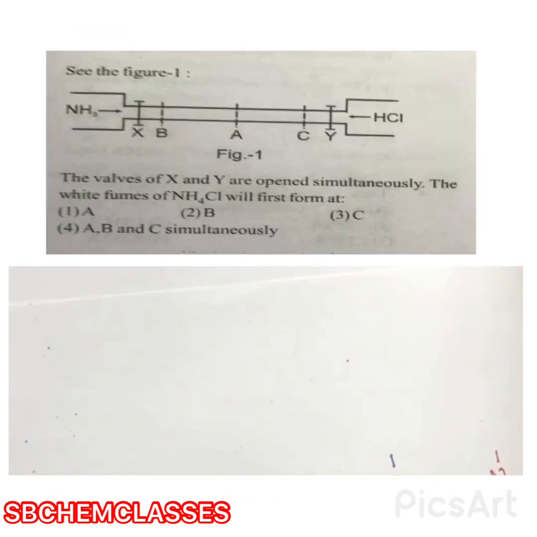We have given a figure. In left side, ammonia gas is present. In right side, HCl gas is present. The valves of X and Y are opened simultaneously. The white fumes of NH4Cl will form first.